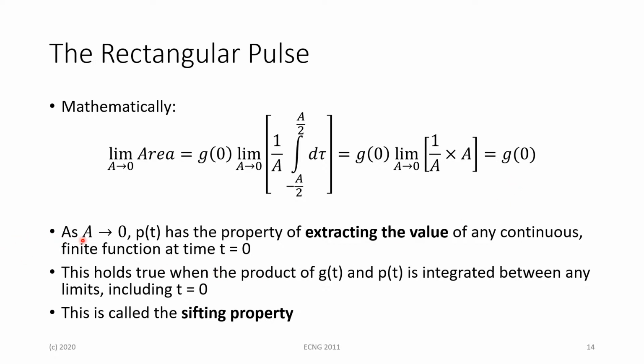So as the a value tends towards 0, the rectangular pulse has the property of extracting the value of any continuous finite function at time equals 0. And this property holds true once you integrate between any limits, including time equals 0. This property is what we refer to as the sifting property. And we'll encounter this later on in more detail when we hit sampling and convolution in particular.